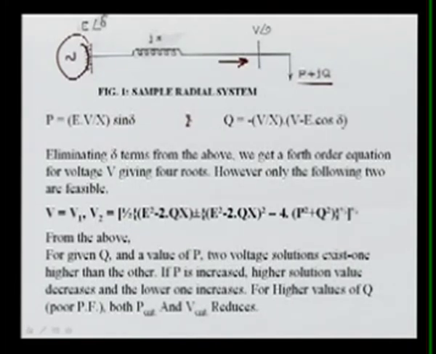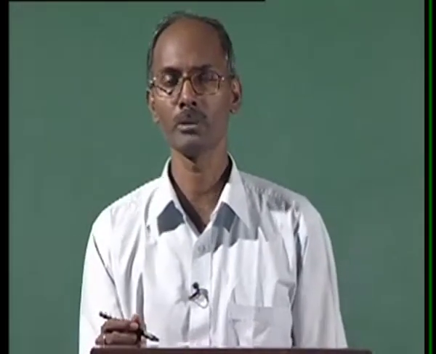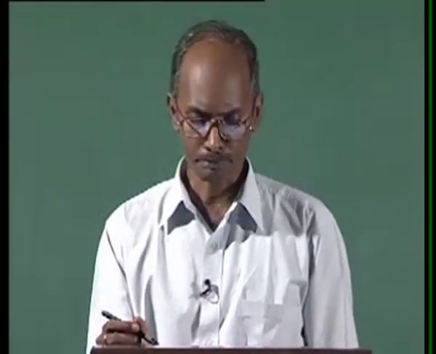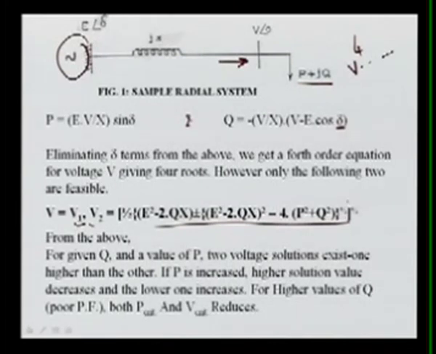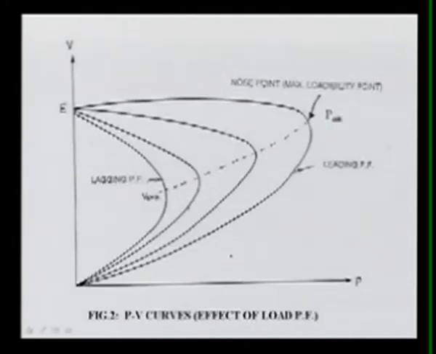If we eliminate delta from these two equations, we can get an equation in terms of V, and that will be of order 4, so it will have 4 roots. 2 roots are impossible because they have an imaginary term, and imaginary voltage is not possible. So for the remaining 2 we can get V1 and V2 from this equation very easily. For different P and Q we can plot the curves, and the curve we plot here is called the PV curve.